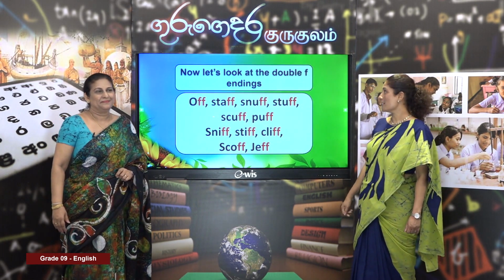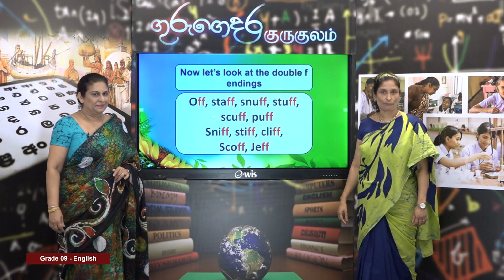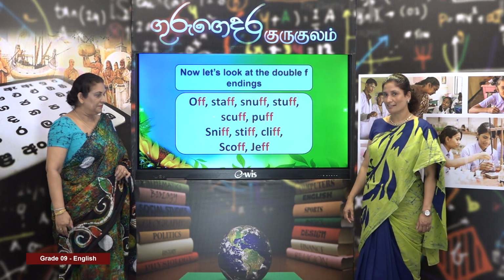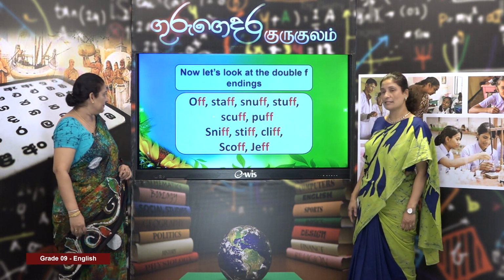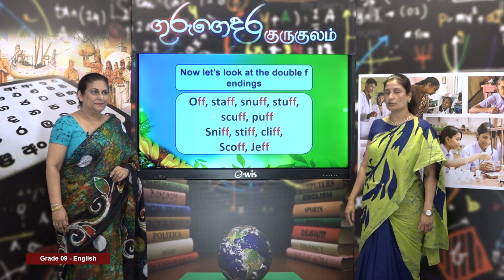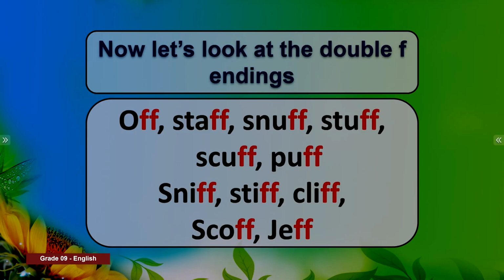Okay children, now let's look at the double F endings of words, right? Hope you are with us. Okay, I am going to read them for you first, and next Miss Nirmala will read them, then you have to join her in reading. Okay? Off, stuff, snuff, stuff, scuff, puff, sniff, stiff, cliff, scoff, Jeff.